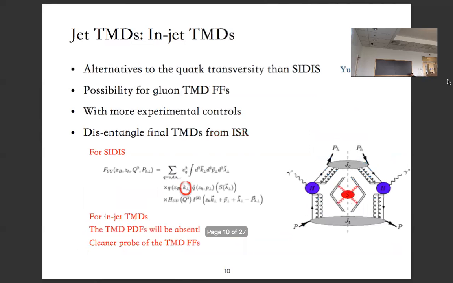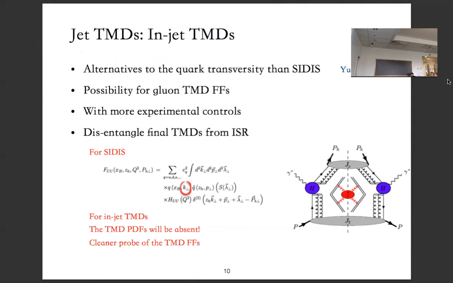So here is some example. I start from the TMDs in jets. What we do is try to measure the hadron inside the jet, with a small transverse momentum with respect to the jet axis. It was noted a long time ago by Feng that it's an alternative probe of the quark transversity compared to semi-inclusive DIS. And as you saw from this morning's talk, it provides the possibility for gluon TMD fragmentation functions by controlling the jet pT. And of course, there are more experimental controls.